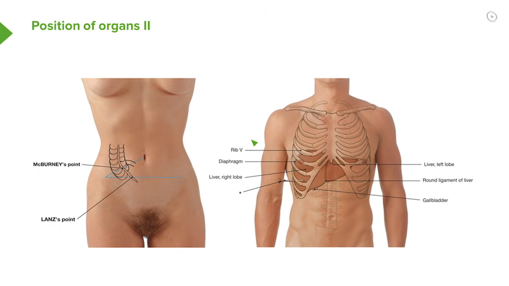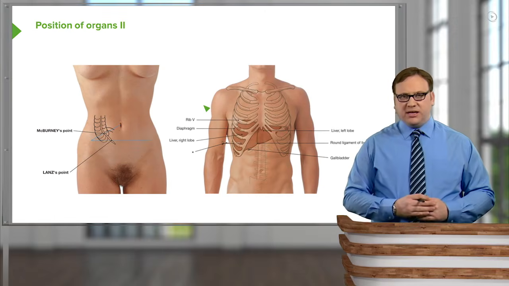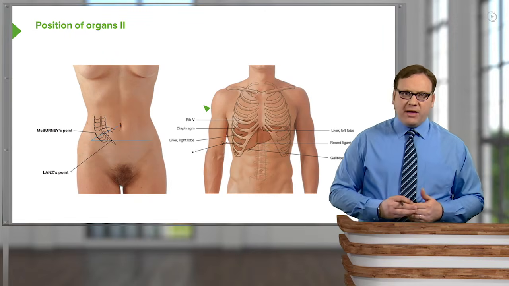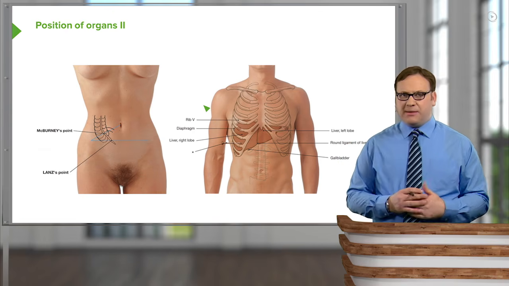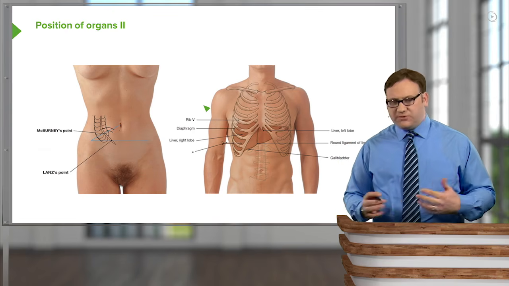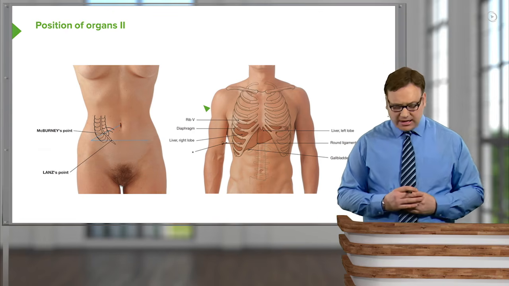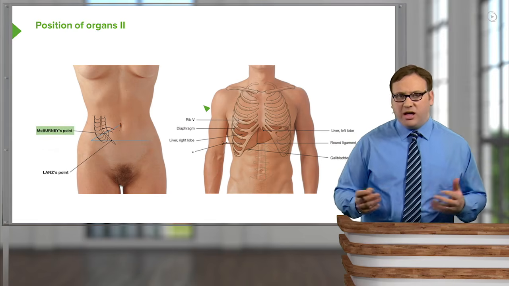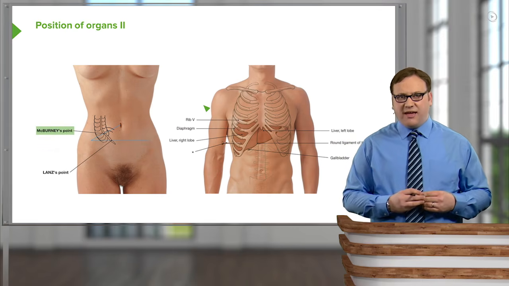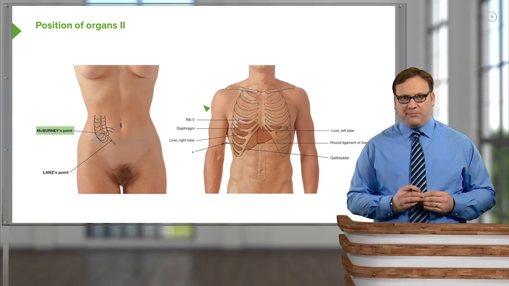Here we can start off with the appendix, this blind pouch that's located at the beginning of the large intestine by the cecum. And this is really important because, as I mentioned before, we may have radiating pain coming from this region. So a useful technique for locating this pain is to use what's known as McBurney's point, and this is a surface landmark for the appendix.